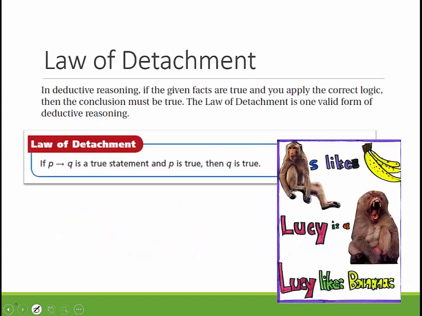So our two laws, the law of detachment is the first one. In deductive reasoning, if the given facts are true and you apply the correct logic, then the conclusion must be true. The law of detachment is one valid form of deductive reasoning. So in the law of detachment, it states that if P then Q is a true statement and P is true, then Q has to be true also.